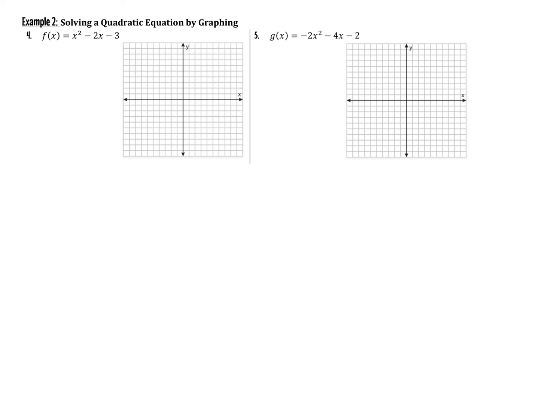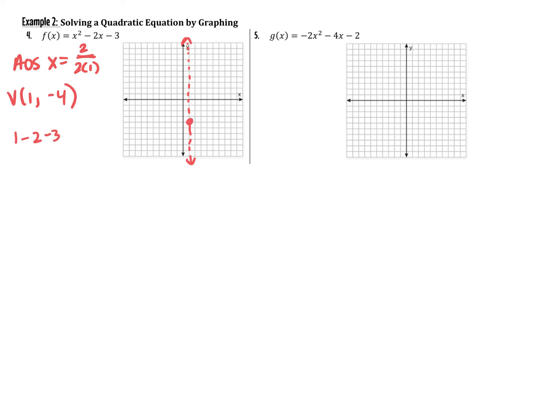So if we have a function that's in standard form, we're first going to find the axis of symmetry. That's going to be x equals the opposite of b over 2 times a. So in this case, the axis of symmetry is the line x equals 1. To find the vertex, we plug 1 in. If I plug 1 in, I get 1 minus 2 minus 3. So my vertex is going to be the point 1, -4.